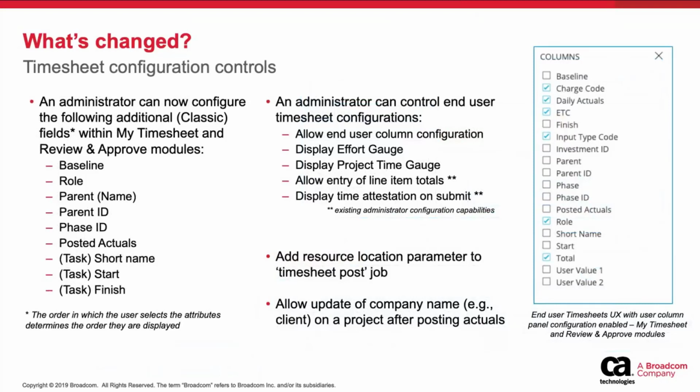First off, on the left-hand side, there are additional fields that were available in Classic that weren't available in the My Timesheet and/or Review and Approve modules. These are captured here as all the Classic fields or attributes that are now available to be presented to end users. When you're in Classic and organizing how you want it presented in the timesheet, of course, there is the positioning that you can do.